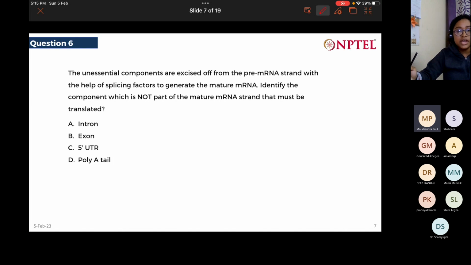Okay, so here they are asking, among these four options, which is not part of the mRNA strand. Okay, so exon must be there. Poly A tail is added at the 3' end, and 5' UTR, it is also an exon actually. So it is the intron which is removed. So the answer will be A. Okay.